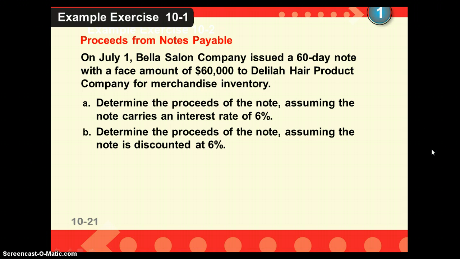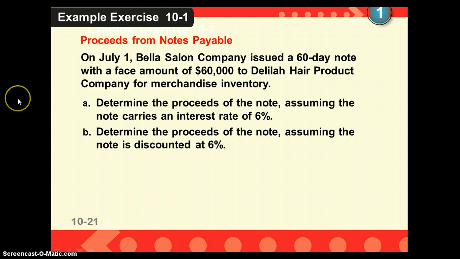Let's take a look at an example. On July 1st, Bella Salon Company issues a 60-day note with a face amount of $60,000 to Delilah Hair Product Company for merchandise inventory. A wants to determine the proceeds of the note, or how much cash would be received by Delilah Hair Product Company if it carries an interest rate of 6%. Letter B wants to know the proceeds of the note, assuming that the note is discounted at 6%. With an interest rate, interest is added on and paid after. With a discounted note, you pay the interest up front.